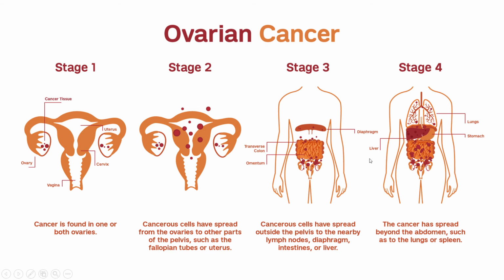And we talk about stage 4. The cancer has spread beyond the abdomen, such as to the lungs or the spleen. So we are also talking about a malignant tumor. In stage 4 the cancerous tissue crosses the abdomen and reaches the lungs as well as the stomach. I know the stomach is found in the abdomen, but it crosses the abdomen and reaches the lungs and the spleen. And if it is not treatable here, it can reach the breast, and then it can reach the brain as well.